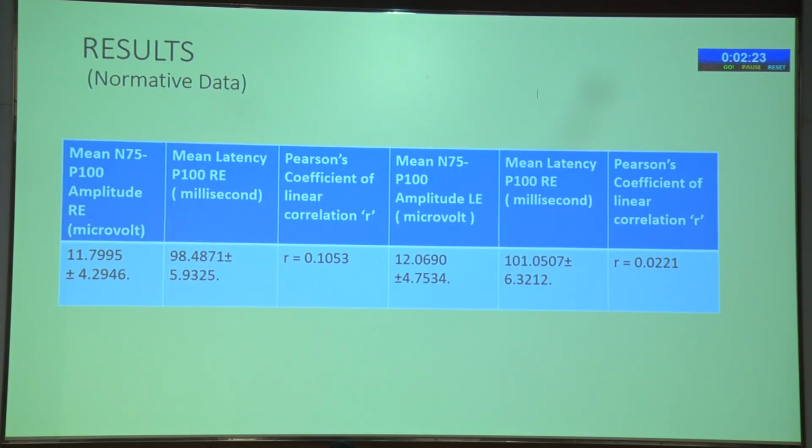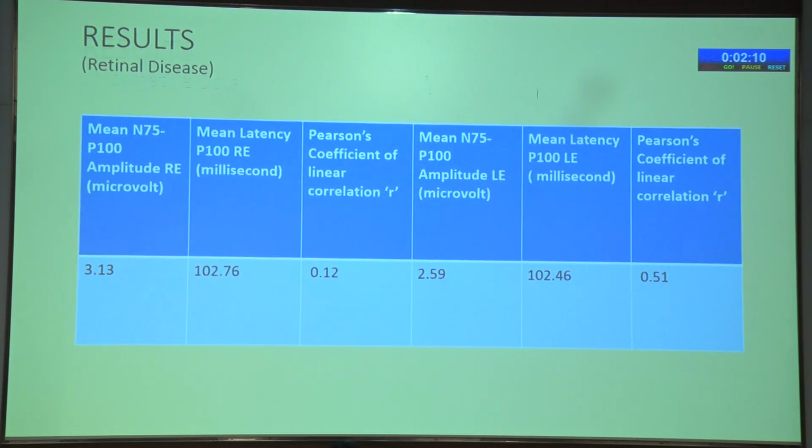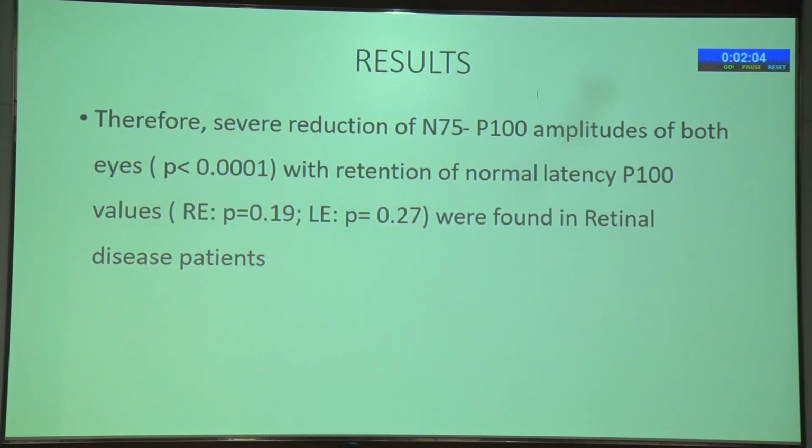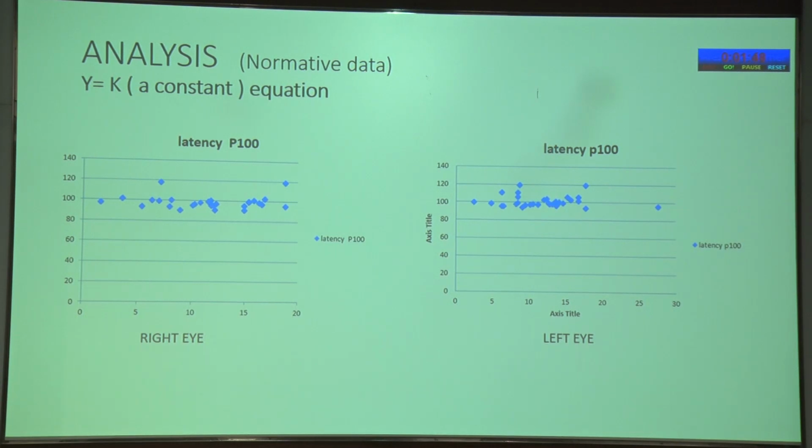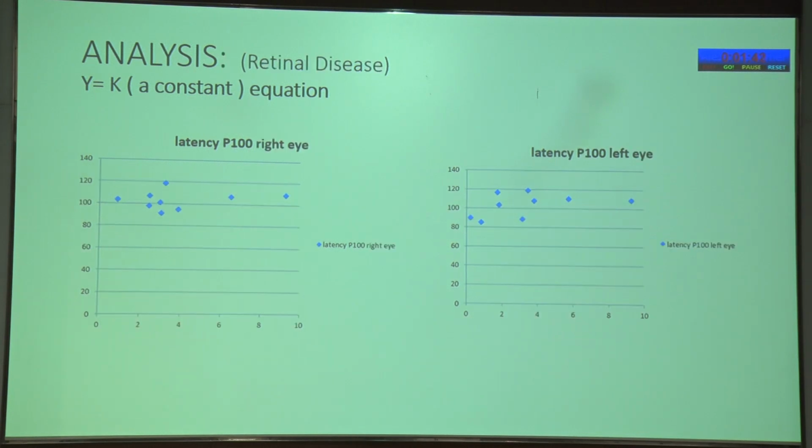The results that we got in the normative data group: we see that the R, that's the Pearson's coefficient of linear correlation, is 0.1 for right eye and 0.02 for left eye, which shows that there is no relation between the latency and amplitude. A similar finding was found also in the retinal disease patients, both for right eye and left eye. We have also seen that there is severe reduction of N75-P100 amplitudes of both eyes, but there's retention of absolute normal latency in the retinal disease patients. Further analysis showed that in the normative data group, the points are clustered along a horizontal line, showing that there is again no relation between the X and Y axis, and a similar finding has been found in the retinal disease as well.